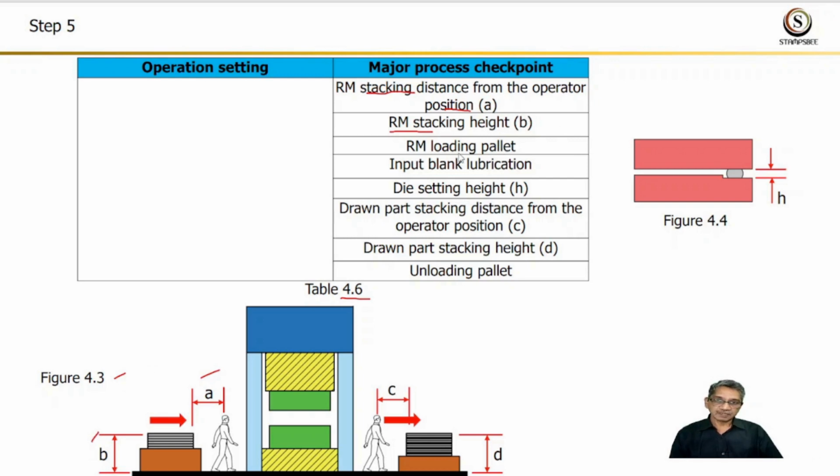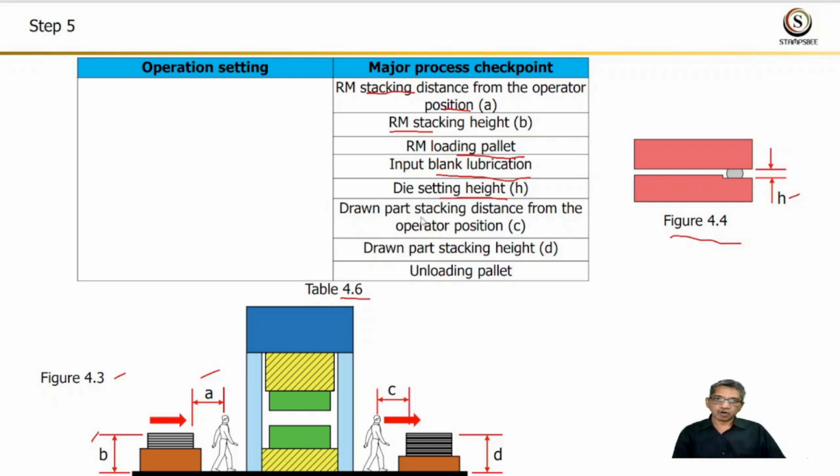RM loading pallet. It should be as per the approved logistic sheet. Input blank lubrication. It should be as per the lubrication work instruction displayed on loading station. Die setting height should be maintained within plus minus 0.03 mm with respect to specification. Figure 4.4 shows the die setting method. Die shut height is set and measured on a piece of lead smashed between the setting blocks. In the figure, it is denoted by letter H.